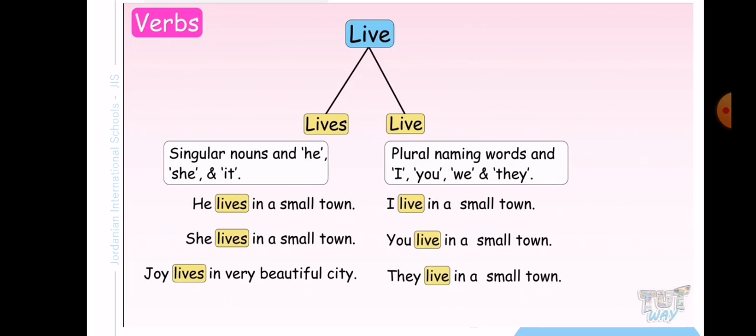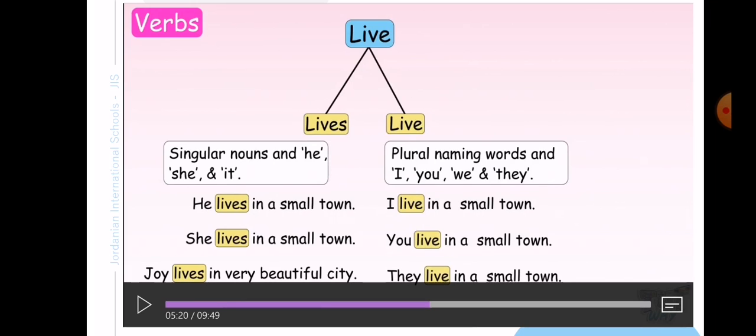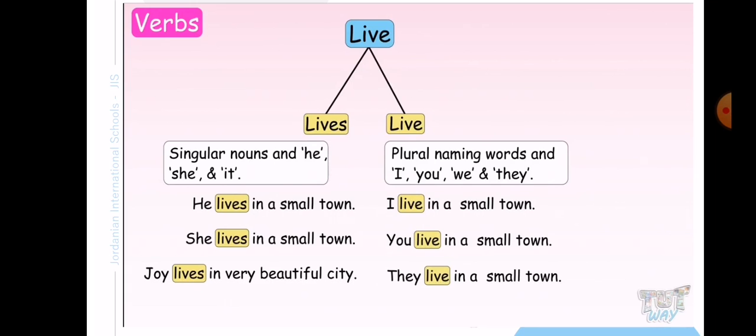And as I explained, if the subject of the sentence is singular, you're going to add s. So, live becomes lives. He lives in a small town. The subject in this sentence is he. He is singular, so I add s to the verb. She, the same thing. She is singular, so I'm going to add s to the verb and it becomes lives.